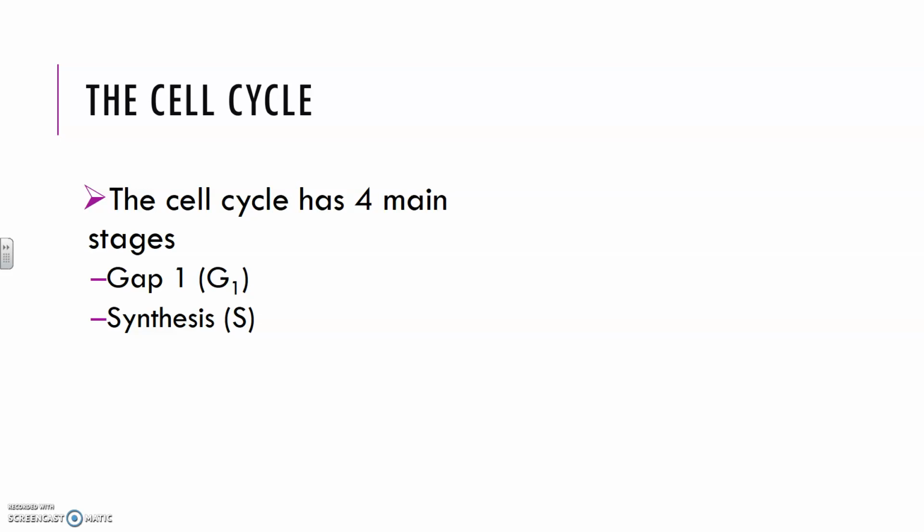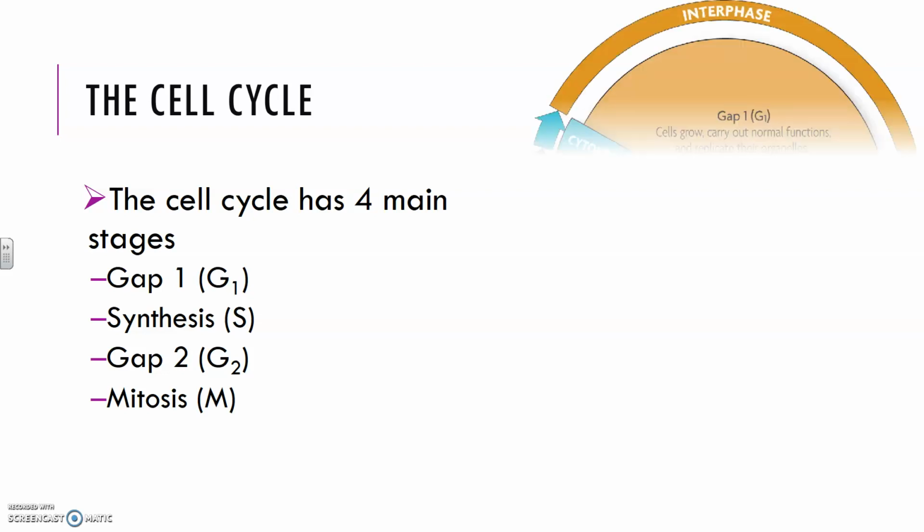Then you have the synthesis phase. So in this step, they are synthesizing new DNA, so they're copying all of their DNA, getting ready for cell division. Then you also have a secondary growth period. So this one's called gap 2. And this is where it's kind of going through its final check systems to make sure that everything is ready in order to split the cell in half and to duplicate itself. And then that process of actually splitting itself in half is called mitosis, or the M phase.